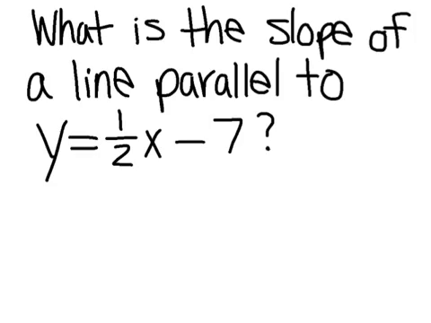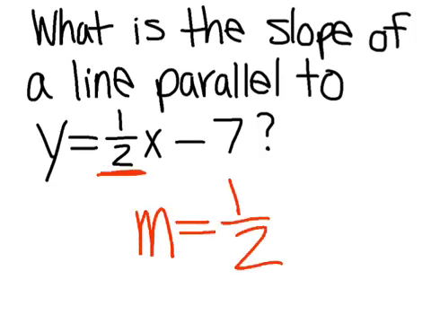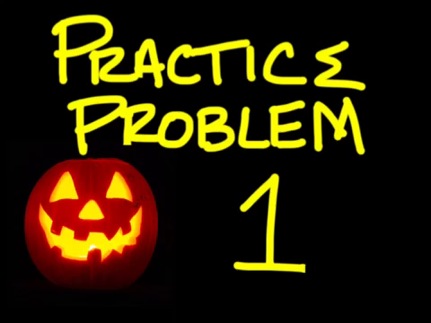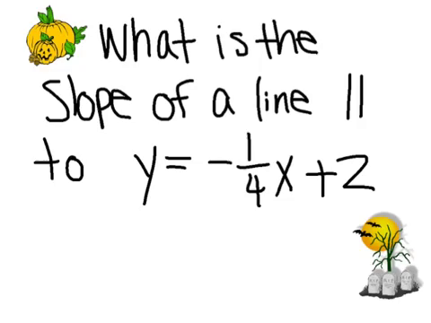Okay, walk by alert. What is the slope of a line parallel to y equals 1/2 x minus 7? Okay, if the line that we're looking for is parallel to this line, that means its slope is going to be equal to this line. So our slope for the new line will be 1/2.